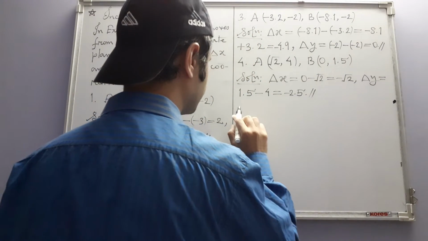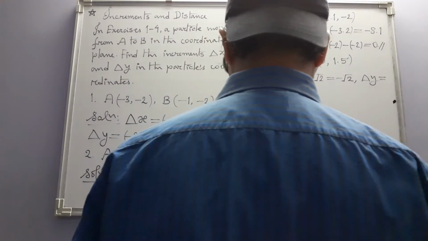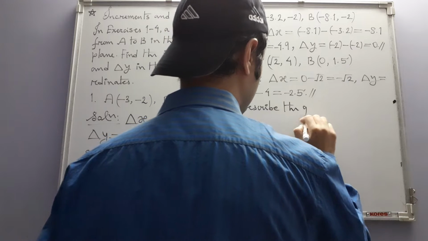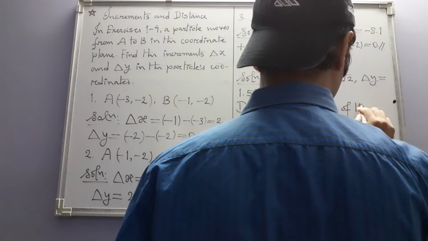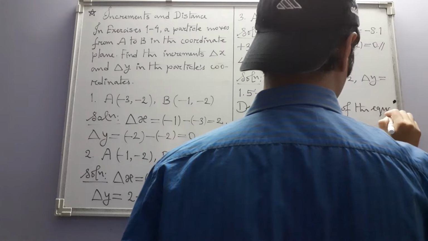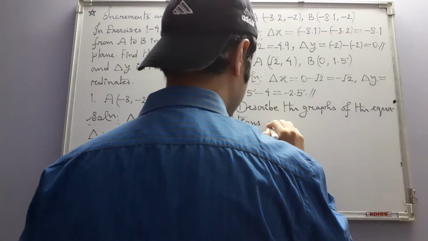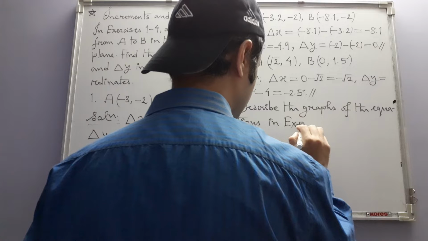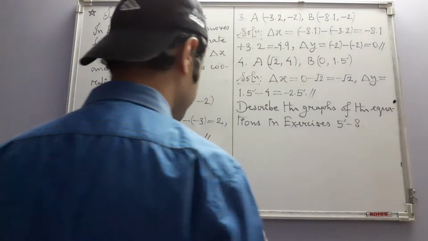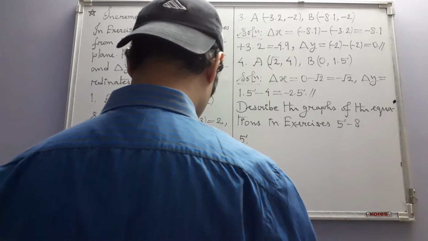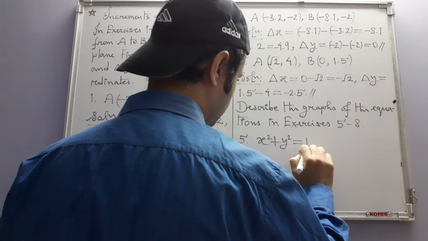Then describe the graphs of the equations in exercises 5 through 8. The first: x square plus y square is equal to 1.